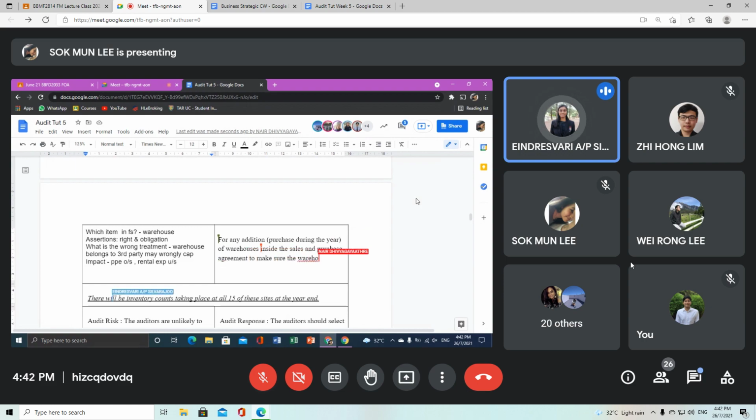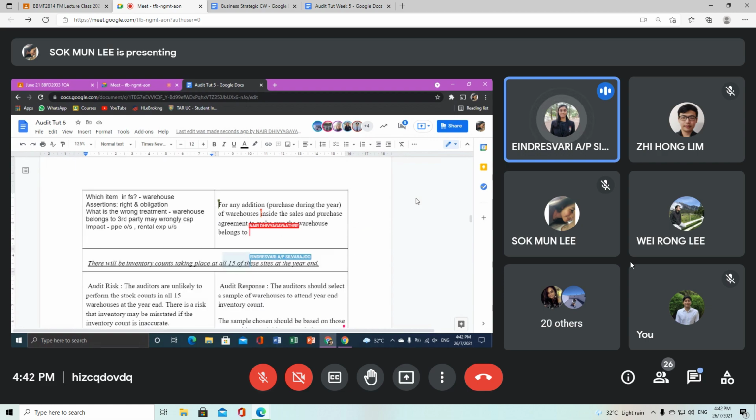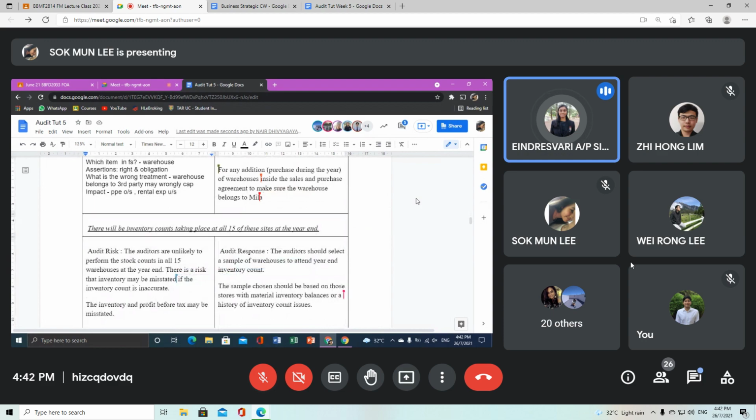There will be inventory count taking place at all the 15 warehouses. So the issue here is the auditor is unlikely to attend to perform. Auditor's work is not to perform inventory count. We don't perform it. Performing inventory count is part of the preparation of financial statements. We do not prepare financial statements. So the auditors are unlikely to attend the stock count in all 15 warehouses at the year end.